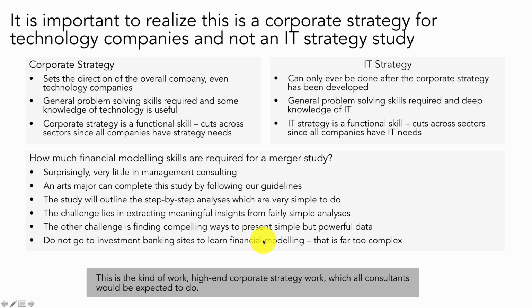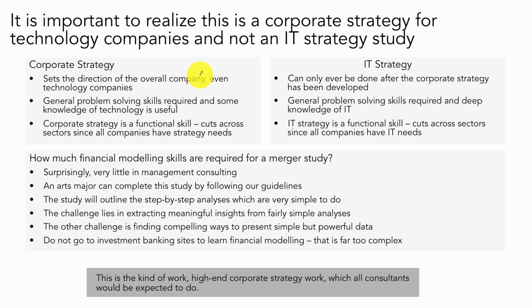Now, people looking at this hear the word IT strategy and you probably think to yourself, oh my God, I shouldn't look at this. This is an IT strategy. This is not corporate strategy. Well, I have news for you. This is not IT strategy. Let me just give you some definitions of IT strategy and corporate strategy.